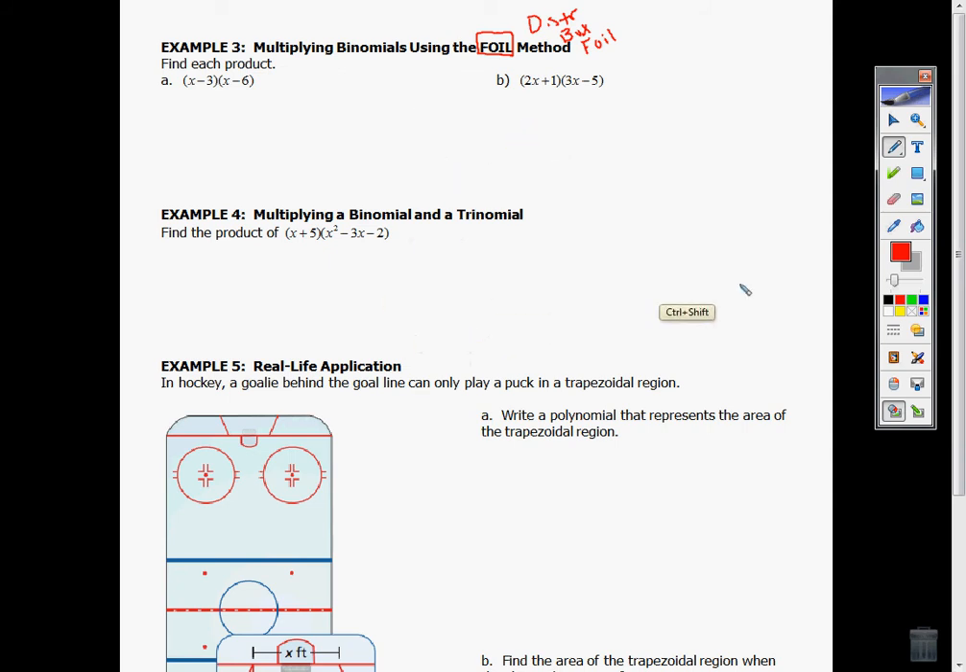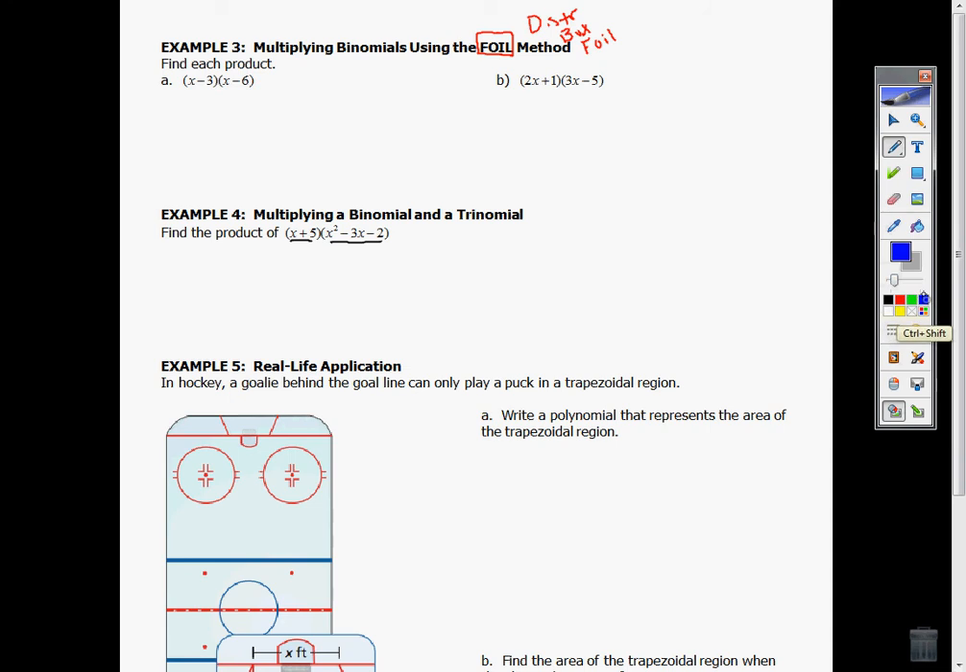What I want to do is move on to example 4, which is what I was talking about before, how the FOIL method won't help you when you multiply a binomial and a trinomial. It doesn't quite work because if you do first, outer, inner, last, you're still missing two pieces of multiplication that should be in there. So repeated distribution is a nice, easy way to make sure you're getting everything. Distribute the x to every single term. Distribute the 5 to all three of the terms. Or the box method.